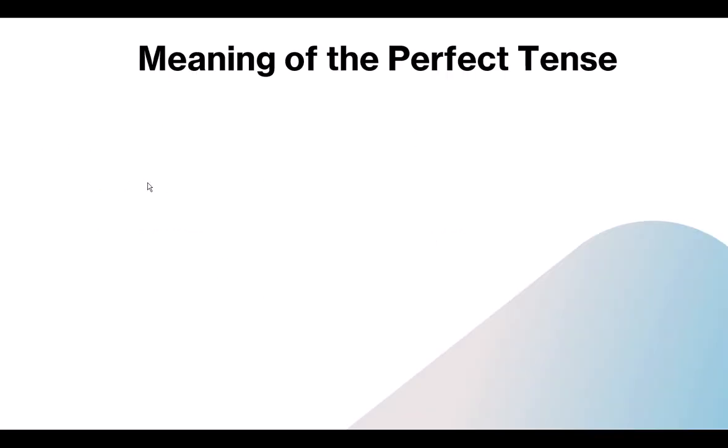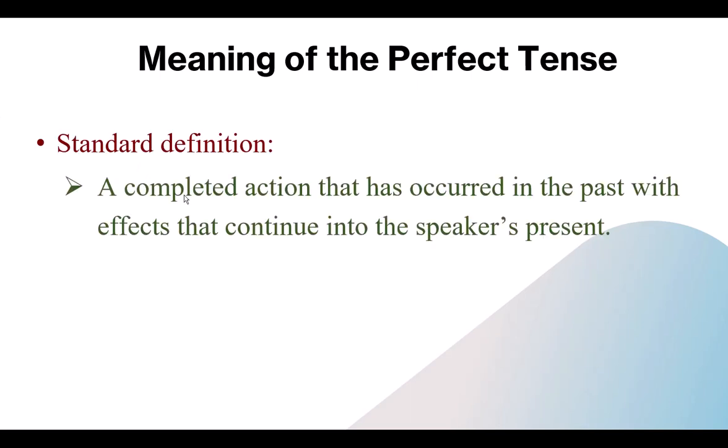Let's talk about the meaning of the perfect tense. The standard definition of the perfect is a completed action that has occurred in the past with effects that continue into the speaker's present. So not the reader, but the speaker. And so we would say, I have completed something. I have painted my house. So the idea is I painted it, but the action still has effects in the present. The house is still painted.